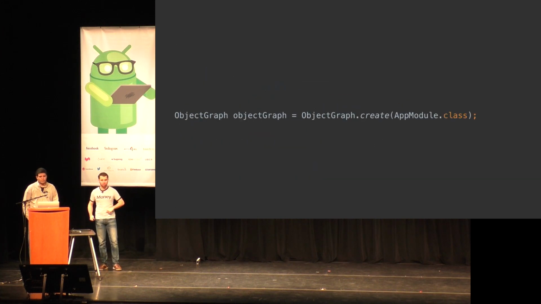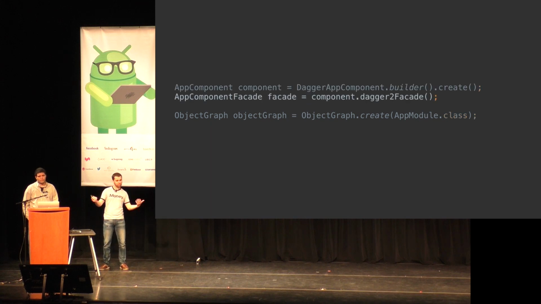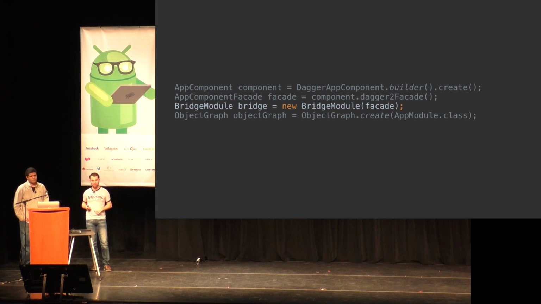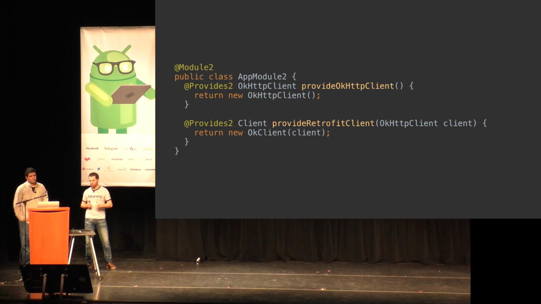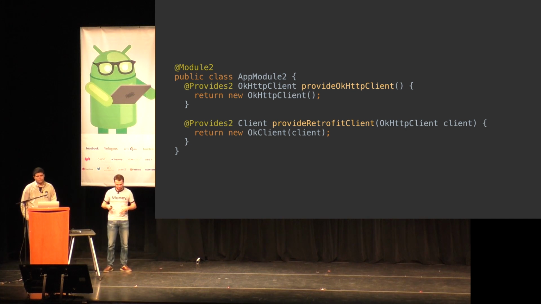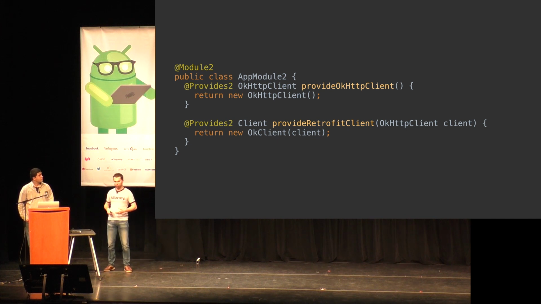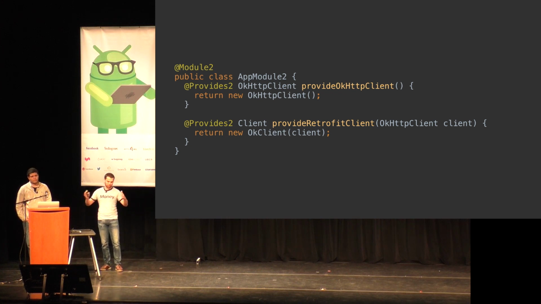Cool. So if we come back to our object graph, what we have now is we create a component, the Dagger 2 component. We get the facade from it, which is a subcomponent. And then we create a bridge that wraps the facade, and then we pass the bridge when we create the object graph. Cool. So let's come back to our Dagger 2 module. So you might say that's a lot of stuff. We basically multiply the number of classes by 4 just to migrate. It's all temporary. And what's happening is that we are creating these intermediary bindings, but the actual configuration is actually moving. So that's a good thing.